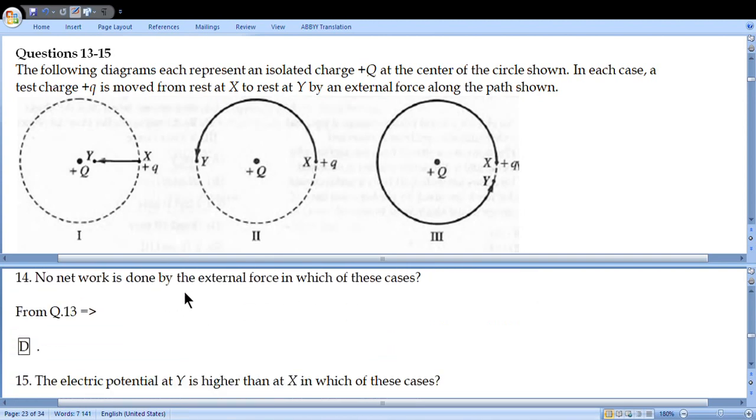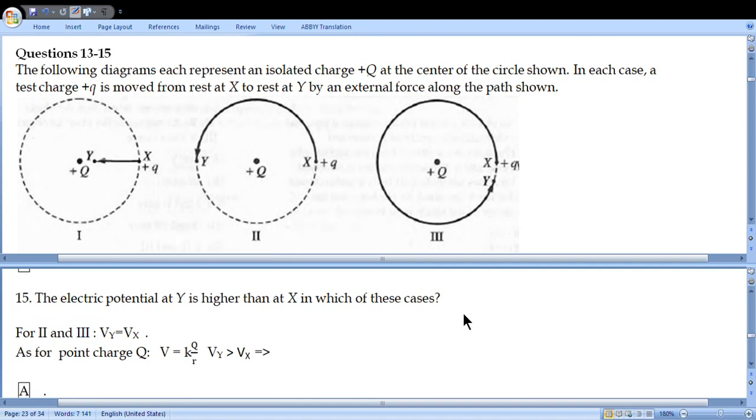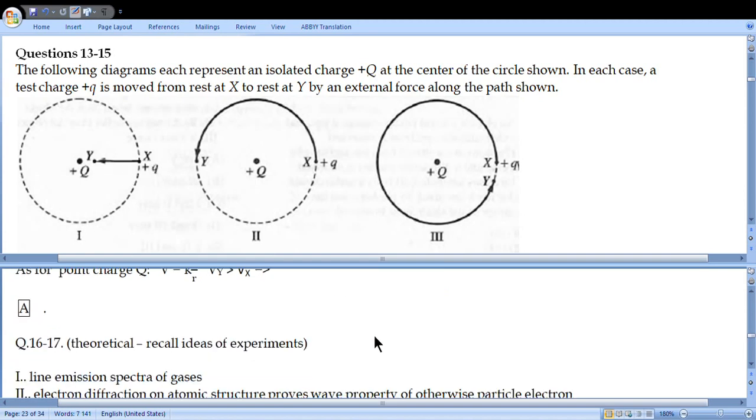No net work is done by the external force in which of these cases? As we discussed, no work is done in 2 and 3. So for question 13, it is 2 and 3. The electric potential at Y is higher than at X in which of these cases? Because in cases 2 and 3 the potentials are the same, and here the point is closer, the potential is greater at Y than at X, so we choose 1 very easily.